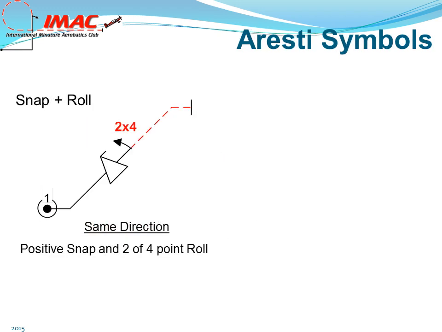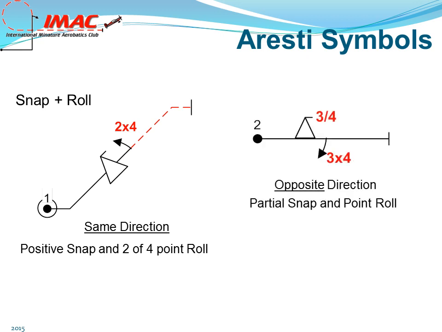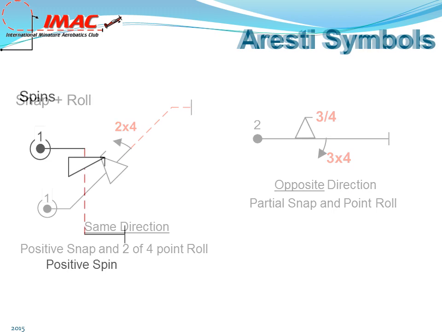In combining a snap roll and an aileron roll, or a roll and a snap, the direction can be the same for both or the opposite. Figure 1 is a 45-degree upline with a positive snap followed by a same direction 2 of a 4-point roll. Note that the flag from the snap roll is on the same side as the arrow of the point roll. Figure 2 is a 3/4 positive snap followed by an opposite 3 of a 4-point roll.